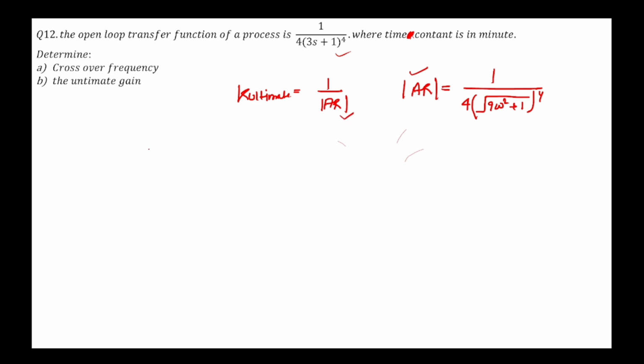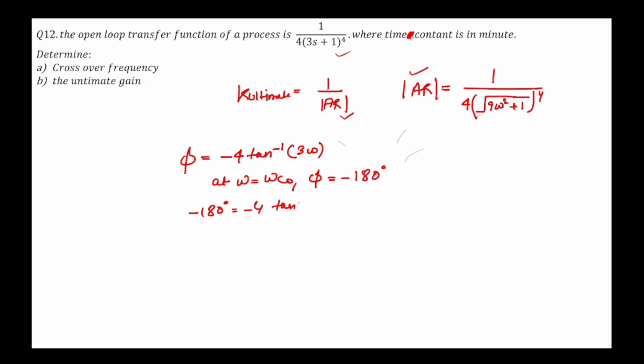Take the phase. So phi is equal to minus 4 tan inverse 3 omega. Now at omega equal to omega crossover, phi is equal to minus 180. Okay, so minus 180 degree is equal to minus 4 tan inverse 3 omega crossover. So the 4 will come to this side, and 45 degrees is equal to 3 omega crossover. So omega crossover is equal to 1 by 3.